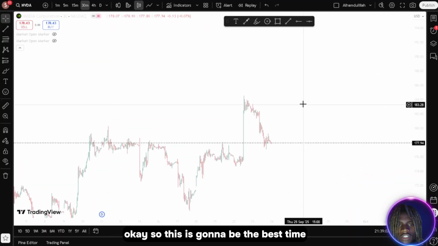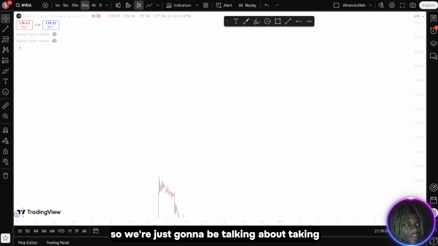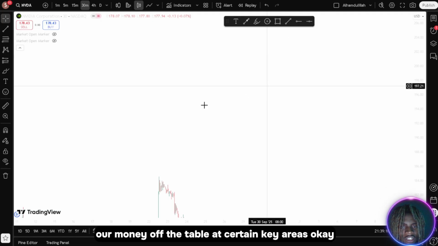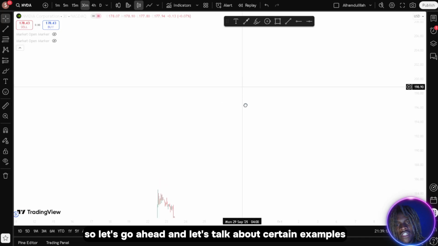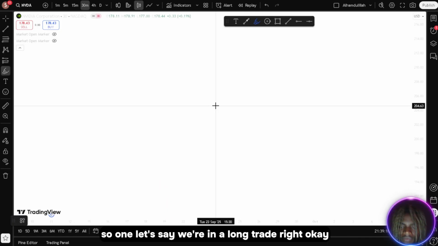Okay. So this is going to be the best time to take profit. We're just going to be talking about taking our money off the table at certain key areas. Let's go ahead and talk about certain examples in the first place. So one, let's say we're in a long trade, right?